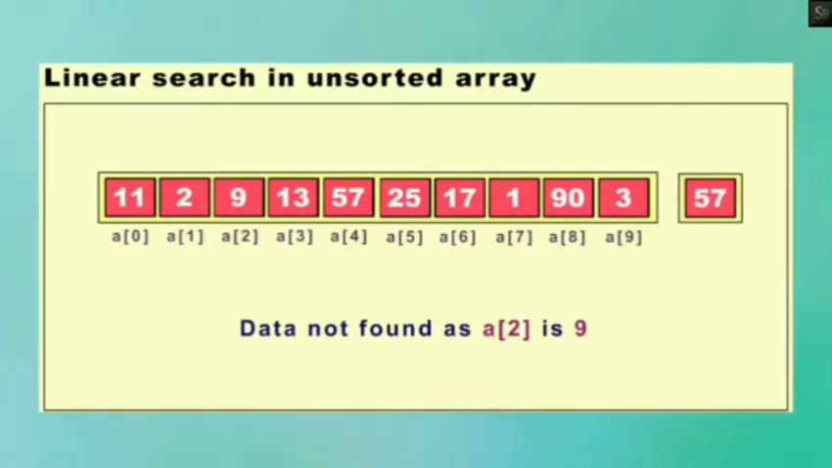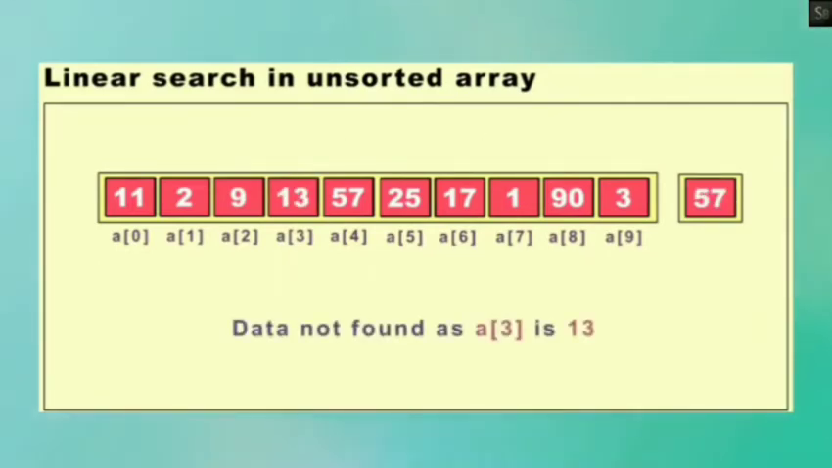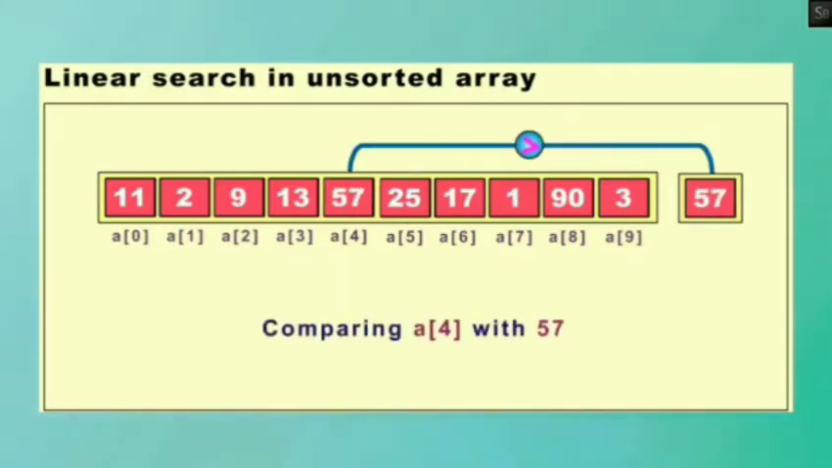So again the next thing will be comparison with the next element, that is A of 3. So A of 3 is 13. So 13 and 57 will be compared and there is no match found there. So the next thing is next element will be compared. So that is A of 4. A of 4 is 57.